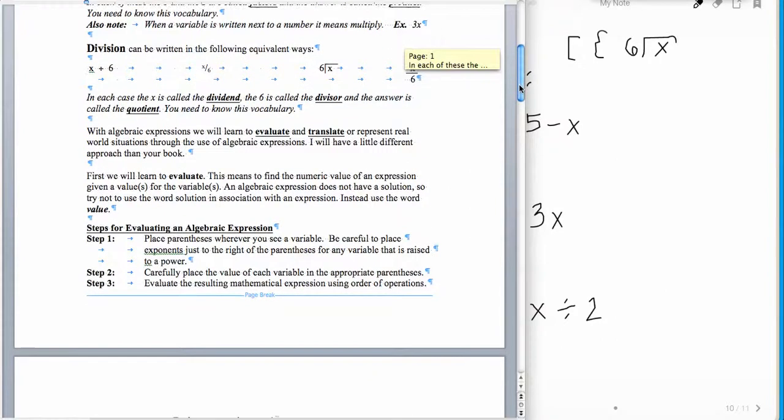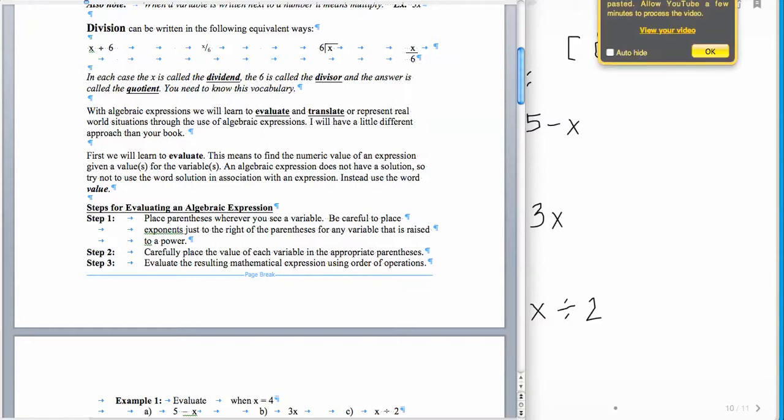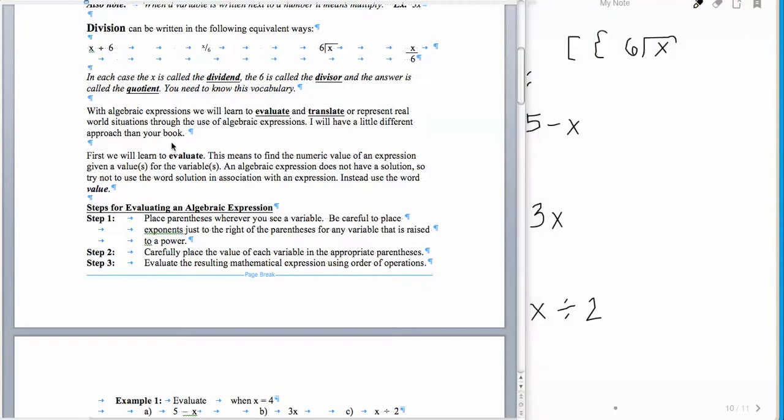So now we're going to go ahead and talk about evaluating an expression and translating. We're going to learn to evaluate first, and that's going to be the topic of our first real lecture. This is just kind of an introductory lecture. So evaluation is going to be finding a value for an algebraic expression based upon a value given. So values of expressions change.